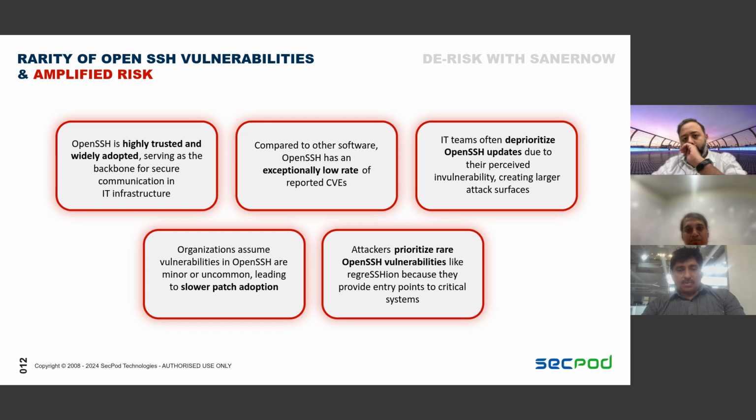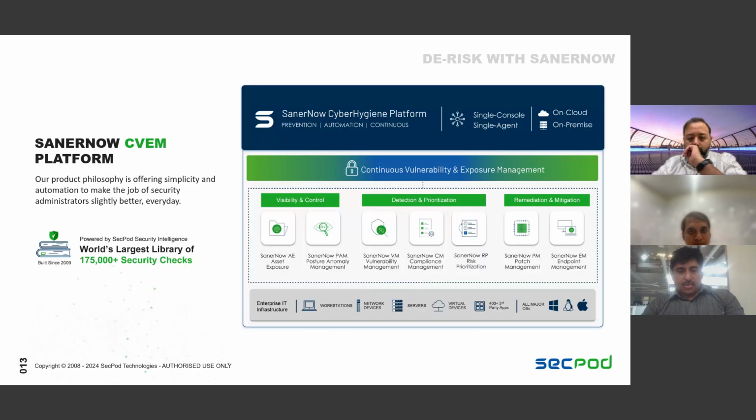All right. Let me move to the next slide. Now that we have covered the details of this regression vulnerability and why it is such a high risk threat, let us talk about how we can prevent, detect, and mitigate such vulnerabilities in real time. This is where SecPod's SanerNow CVEM platform comes in. Ravi, can you walk us through how SanerNow can help in protecting against these vulnerabilities?